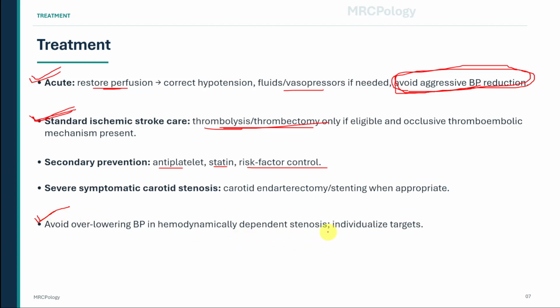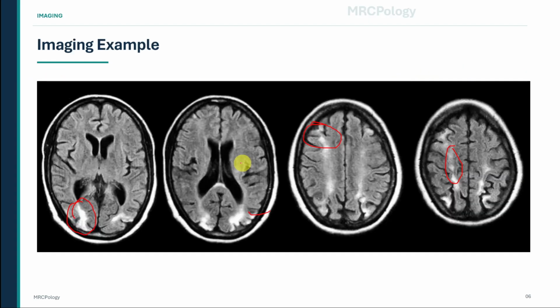For severe symptomatic carotid stenosis, carotid endarterectomy or stenting may be appropriate, depending on anatomy, timing, operative risk, and local specialist assessment. The aim is to prevent further embolic and hemodynamic events. In patients with intracranial stenosis, management usually centers on intensive medical therapy and careful risk factor control. If you remember one thing, remember this: watershed infarcts are the imaging clue to impaired perfusion. When you see bilateral border zone abnormalities, ask what reduced the pressure and ask whether there is severe proximal stenosis.